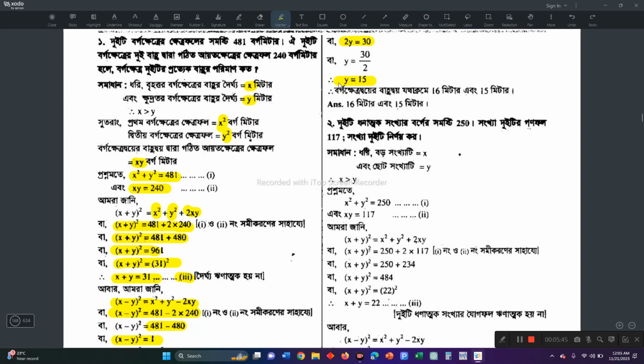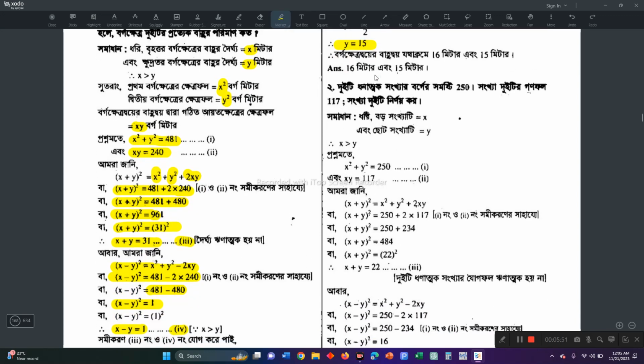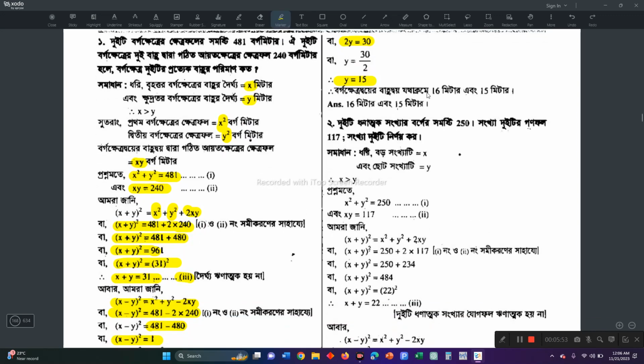So as we took x as the side of the larger square and y as the side of the smaller square, we have determined the values of x and y, and the answer is 16 meter and 15 meter.